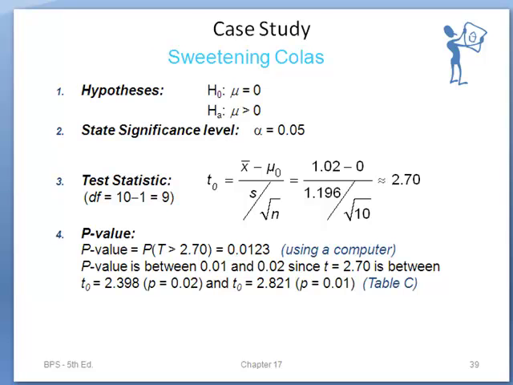Let's see if we can find out what the p-value is. Well, the way to get the exact or approximate p-value, you'd use MINITAB, and you'd get 0.0123. But if you only had the chart to go to, we have a little bit more trouble, because our chart doesn't give us a t-value for 9 degrees of freedom of exactly 2.70. So how would we do this?